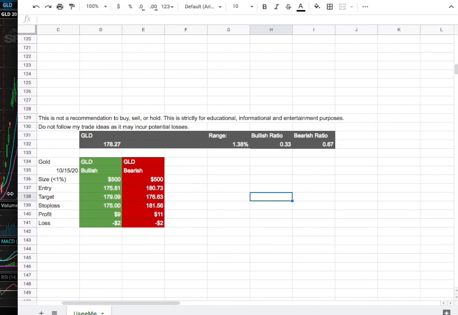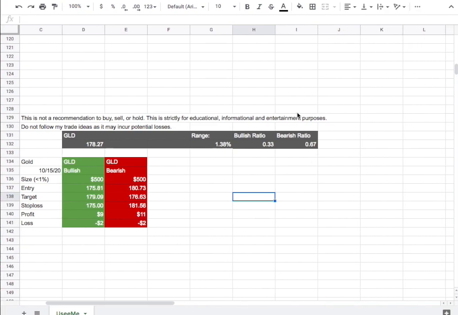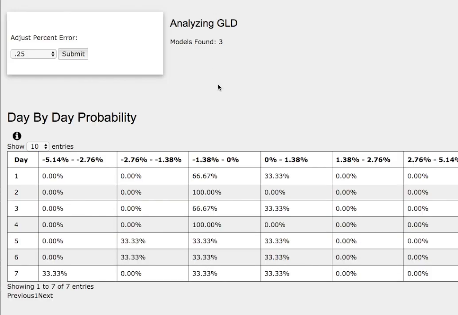So how did I develop these trade ideas? It all comes from the day-by-day probability model, which is available in the link below, so do check it out. As we progress to the 5th day or week of trading, we have a 33% chance for gold futures to climb between 0 to 1.4%, and to the downside we have a 33% chance for it to fall between 0 to negative 1.4%, and for the extreme case to the downside, a 33% chance to fall between negative 1.4% to negative 2.8%.